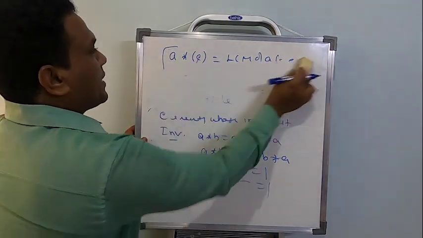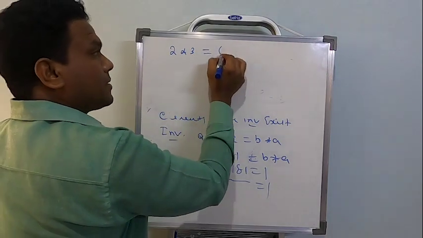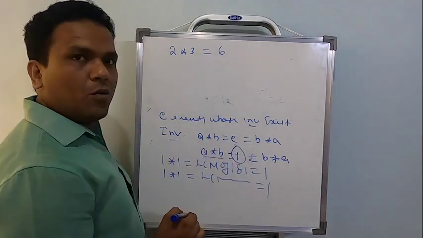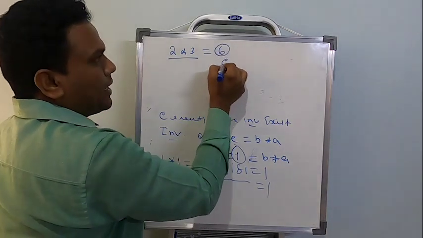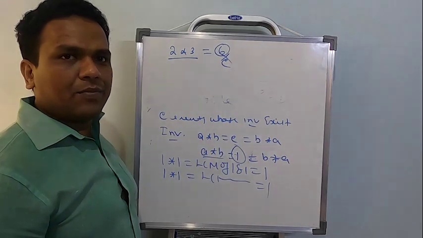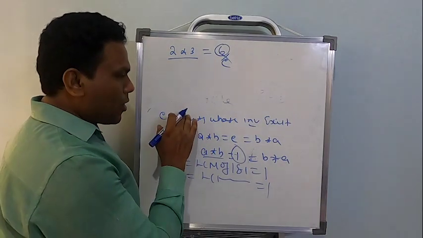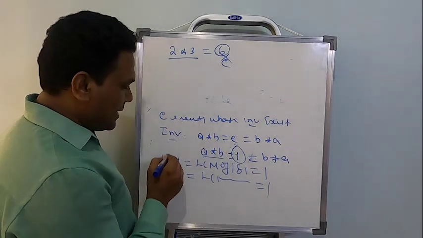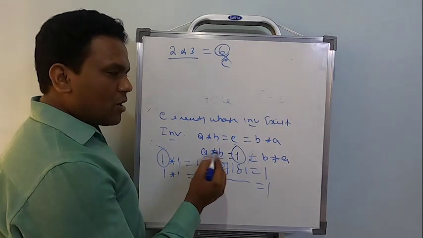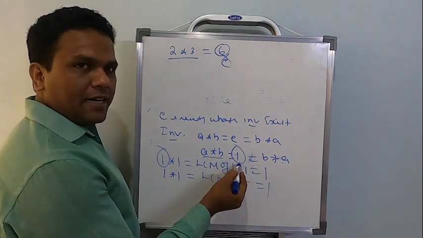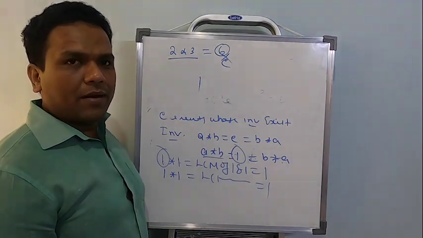Fine. What if I consider 2 star 3? What is 2 star 3? 6. But what is it that I needed? 1. Right. You operate two elements, the resultant element should be the identity, which is not possible here. And this property will be satisfied by only the element called 1. Because only with 1 you are able to prove A star B or B star A equal to the identity element. So only 1 is the invertible element in this topic.